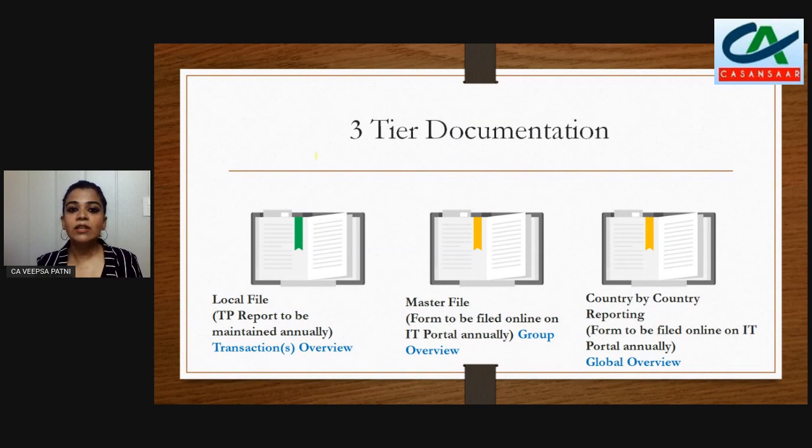This is a three-tier documentation we maintain for transfer pricing compliances. It is local file, master file, and country by country reporting. So the local file is basically nothing but the TP study report. The TP report is a detailed analysis of each and every aspect of that international transaction which you have undertaken with your associated enterprise in the foreign jurisdiction.